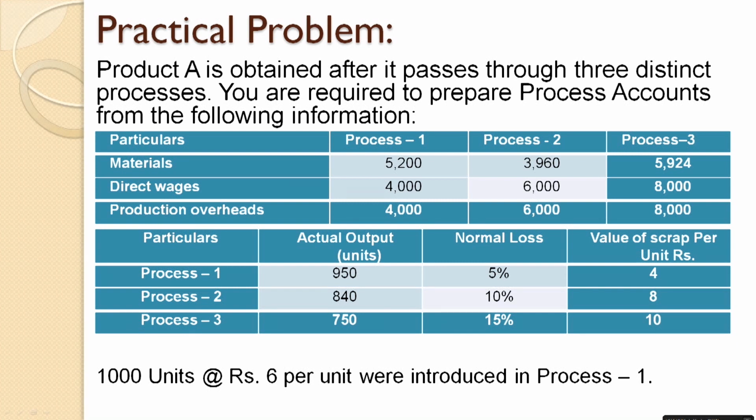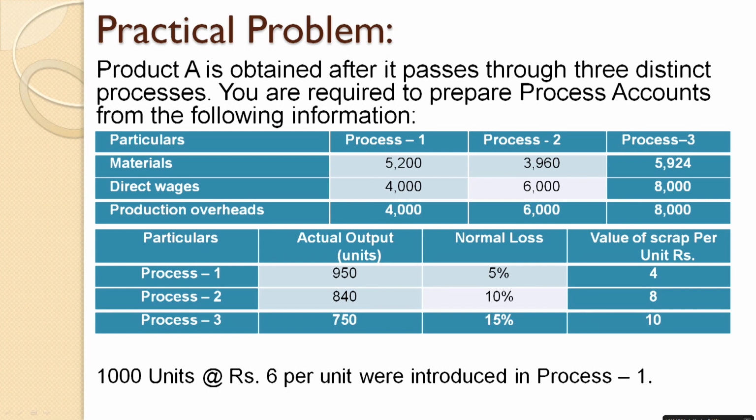The question is like this: a product A is obtained after it passes through 3 distinct processes. So in this question also we have 3 different processes, as you can see in the first table. You are required to prepare process accounts from the following information. We have information for process 1, process 2 and process 3, with elements of cost: materials, direct wages, production overheads. In the process columns, the materials values are 5,200, 3,960 and 5,924.